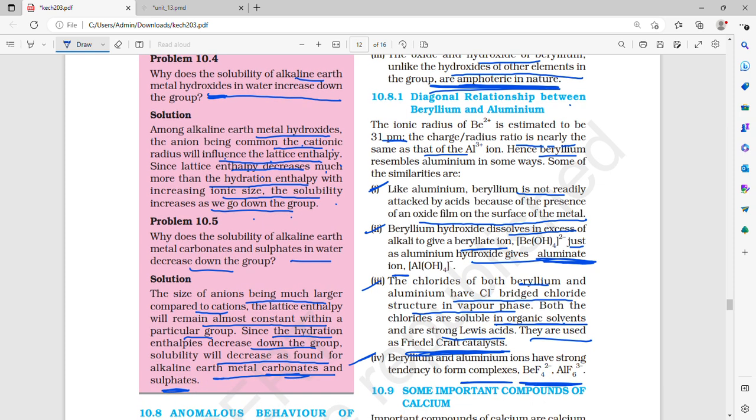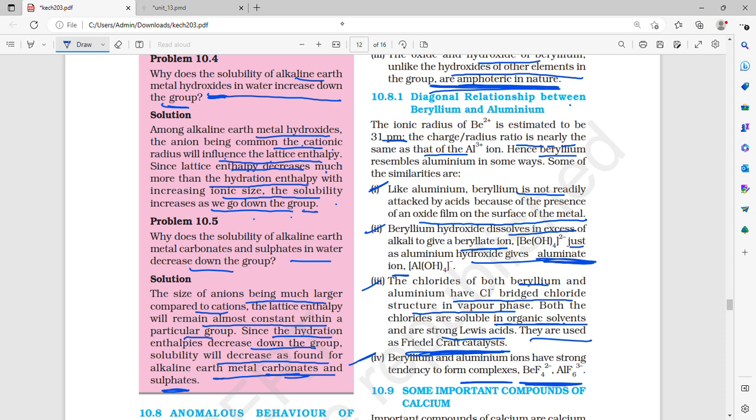Why does the solubility of alkaline earth metal hydroxides increase down the group? The anion being common, the cationic radius will influence the lattice enthalpy. Since lattice enthalpy decreases much more than the hydration enthalpy with increasing ionic size, solubility increases as we go down the group.